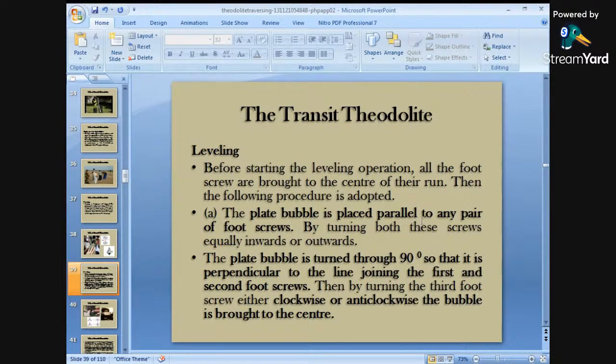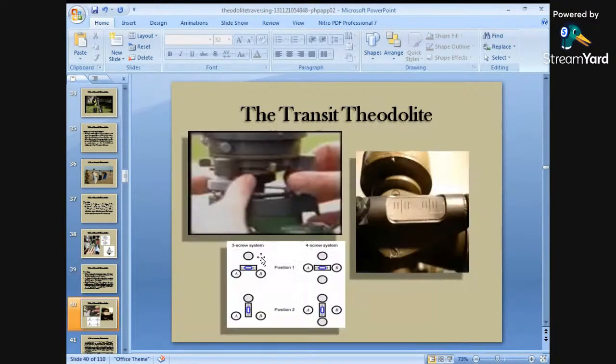After it is parallel to the 2 foot screws, you make the telescope perpendicular to them, and turn the third foot screw inward or outward until your bubble comes to the center. Once these two operations have been done, rotate the telescope through 360 degrees and see that at every point your bubble is at the center. Once the bubble is at center, your leveling is perfect, and if it is not, you will have to perform the same procedure so that your bubble comes to the center at every point. This is how your leveling has been done.